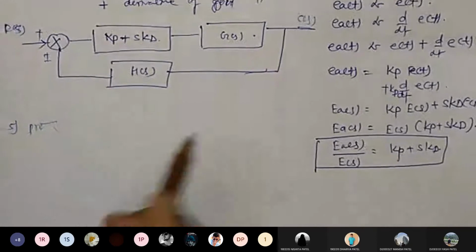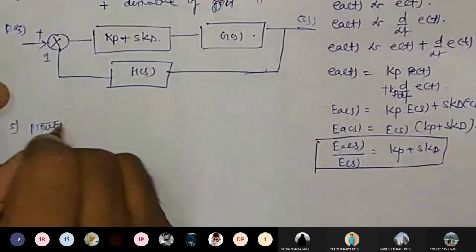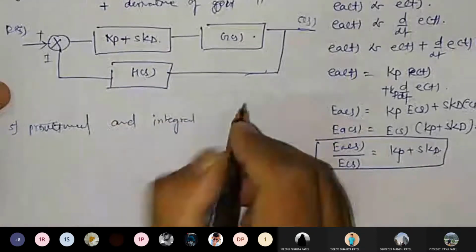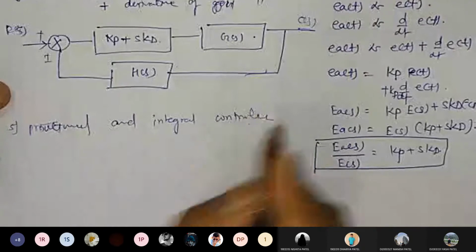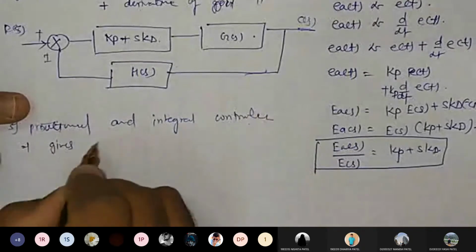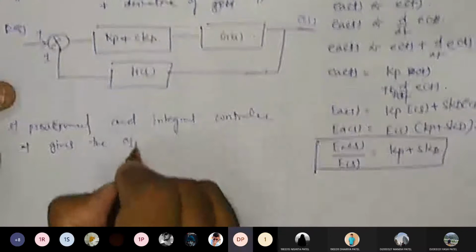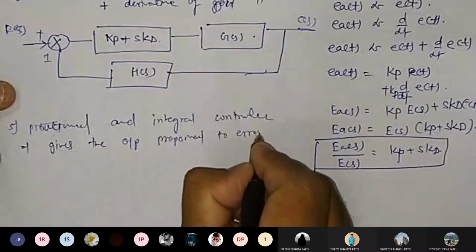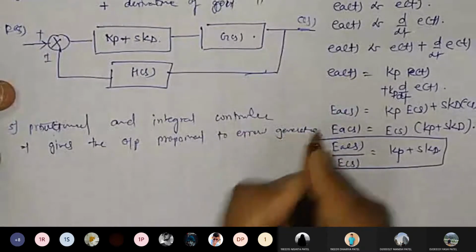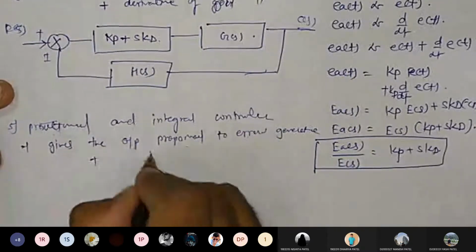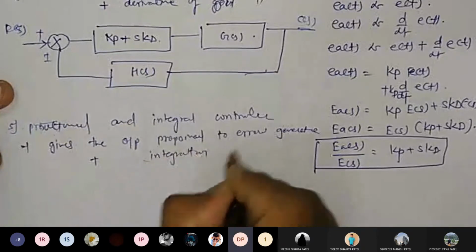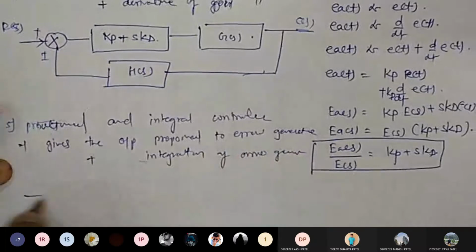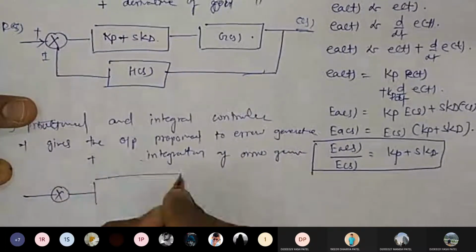Okay, so the fifth combination is proportional and integral control. It gives the output proportional to the error generated plus integration of error generated. Okay, so again I will draw this over here.